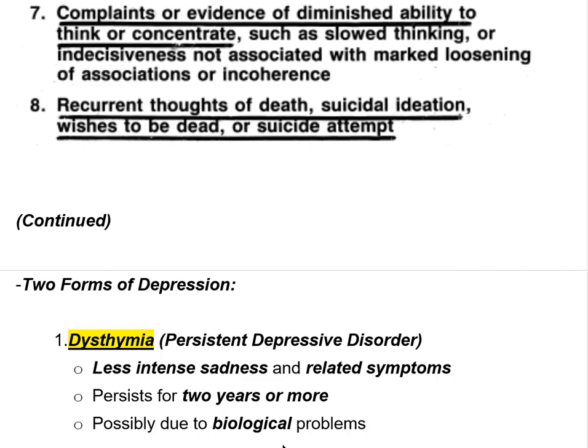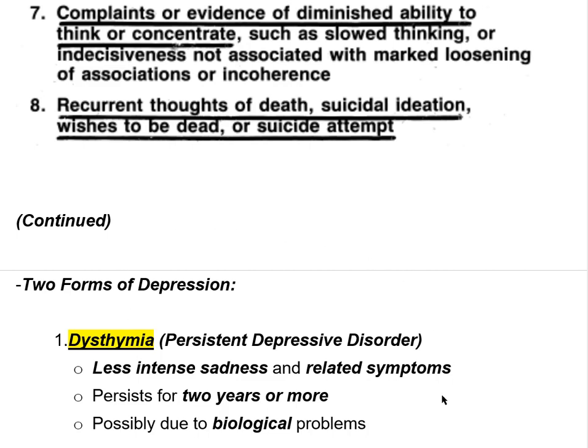Dysthymia is possibly due to biological problems. Very often when a psychological disorder goes on for a long period of time, that is one of the hallmarks of something that might have a biological foundation, something with a genetic relationship. That's one of the hypotheses that researchers entertain when it comes to dysthymia. A lot of researchers believe there's a strong biological component to it.